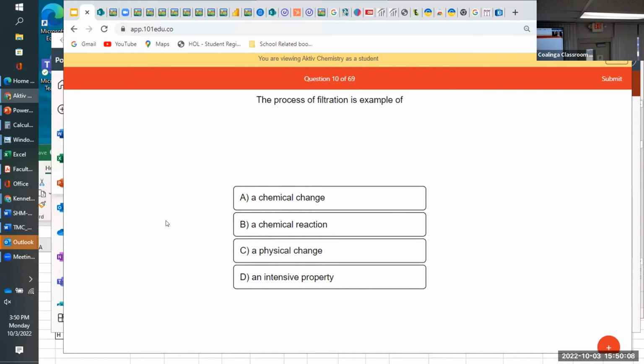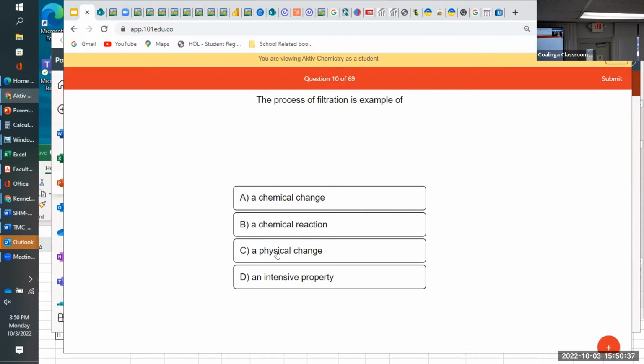The process of filtration is an example of A, chemical change, B, chemical reaction, C, physical change, D, intensive property. Really quickly, what is an intensive property? Oh, wait, after this. Yes, it's C. C as in cat.